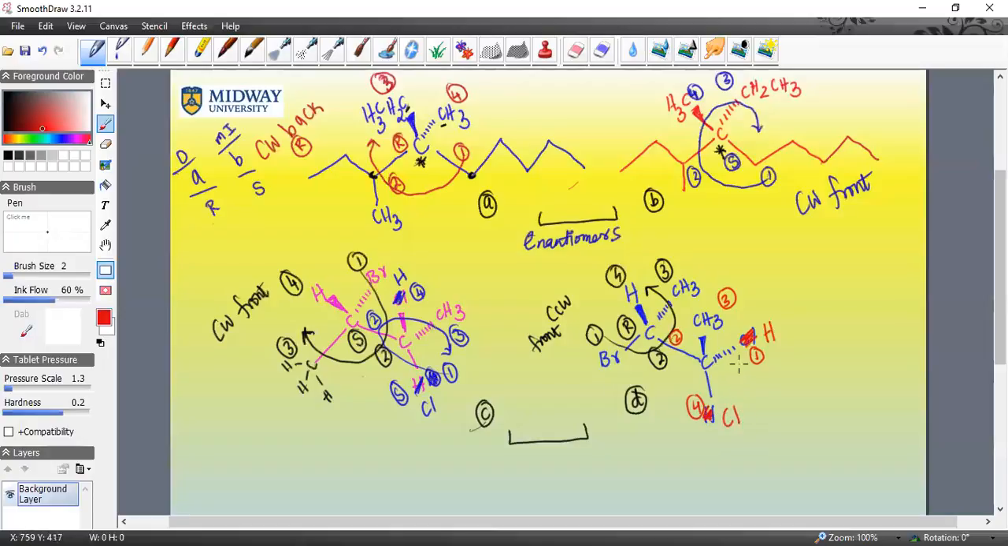Normally we swap with the number one group, so that means that it changes everything. This becomes 1, this becomes 4, right? That means 1, 2, 3, right? That's counterclockwise, and it's in the back, right? Sorry, this is clockwise. This is clockwise and back, which is what? Clockwise and back is R.